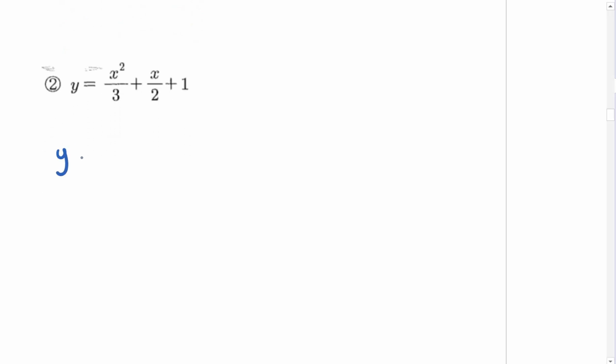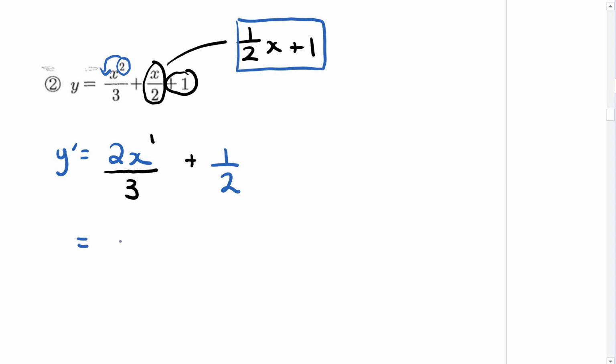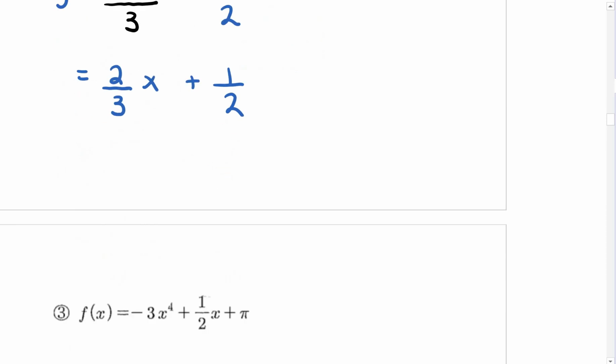For the next one here, y prime. Okay, we have the 2 here, so let's just bring that to the front. So that'll be 2x to the power of 1, and then divide that by the 3, plus, well, this part right here, you can write that as 1/2 x, and then if we add the 1, that's going to be plus 1, right? So what's the derivative of 1/2 x plus 1? Very similar to asking yourself, what's the slope of the line y equals mx plus b? Well, the slope of that is just 1/2, right? So that right there is totally fine as a final answer. If you want, you can write the coefficient in front as 2/3 x, and then plus 1/2.